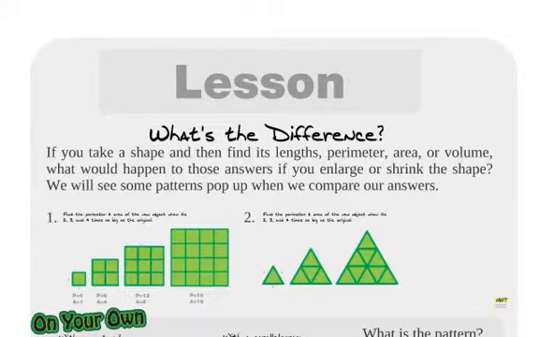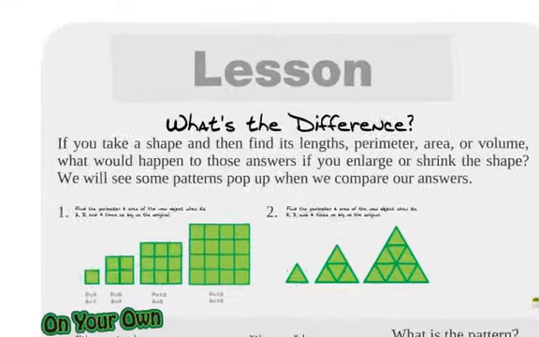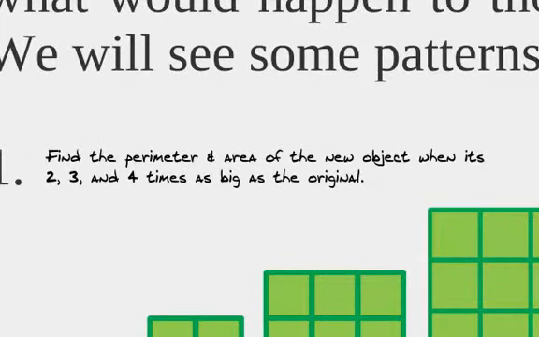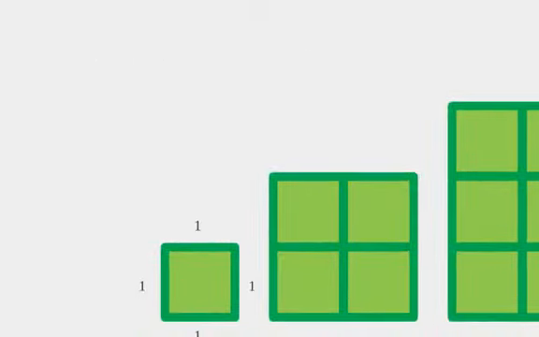All right, well, what's the difference? If we look at perimeter, area, and volume, we're going to be talking about ratios today. We're talking about if we shrink something or if we enlarge something, we're going to notice some patterns that pop up. So let's compare our answers as we go through this. We're going to find the perimeter and area of the new object when we multiply it by 2 times, 3 times, and 4 times as big as the original object.